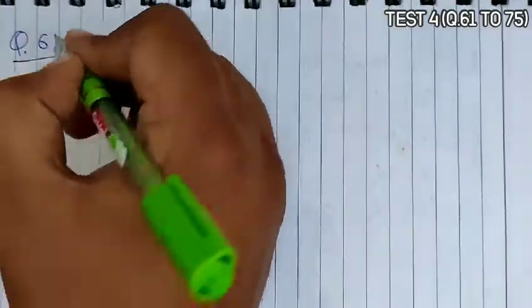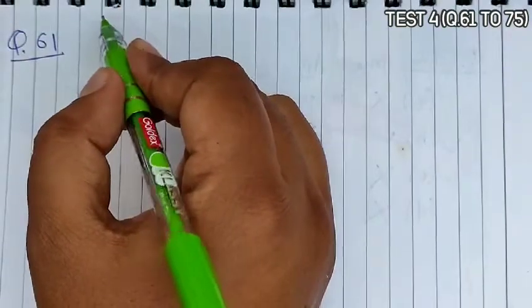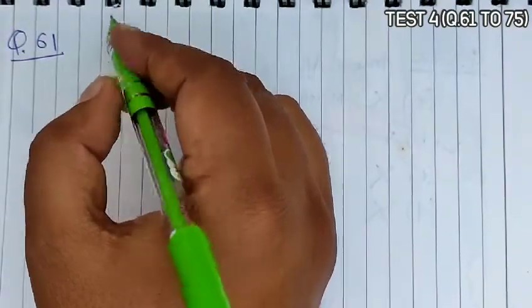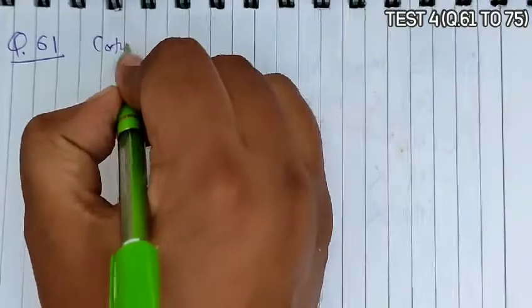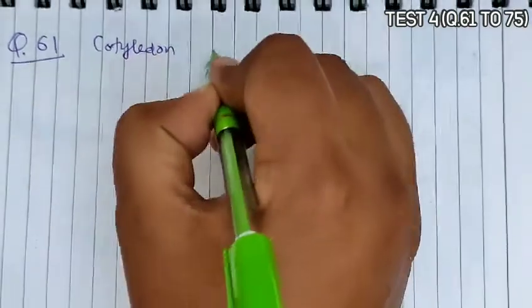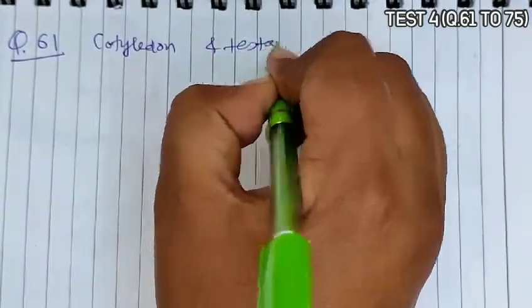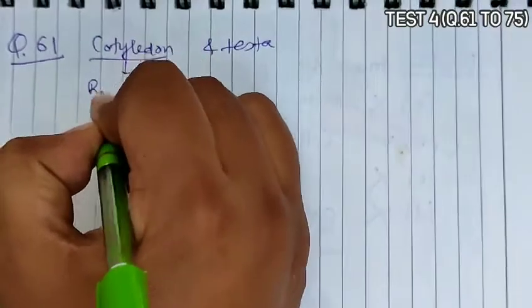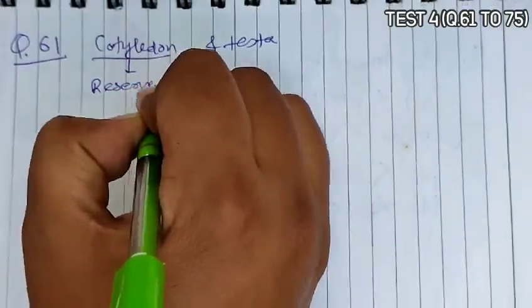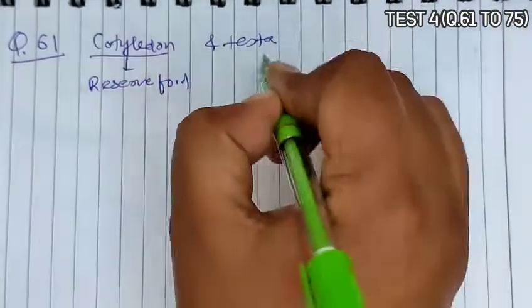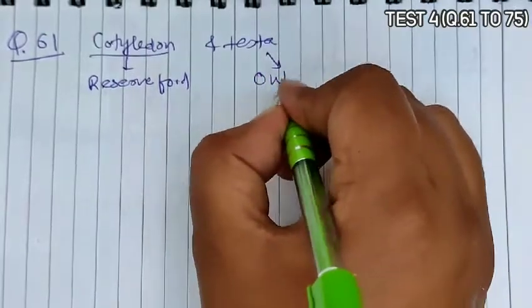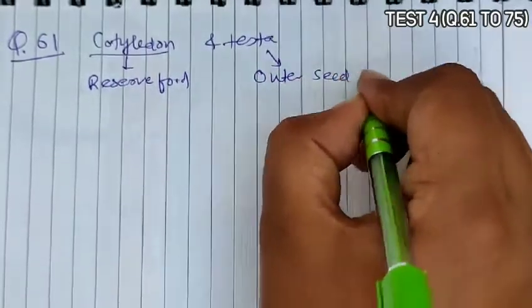Question 61. Question is: cotyledons and testa are edible part of? Now you know that cotyledon has a reserve food and testa is the outer seed coat.